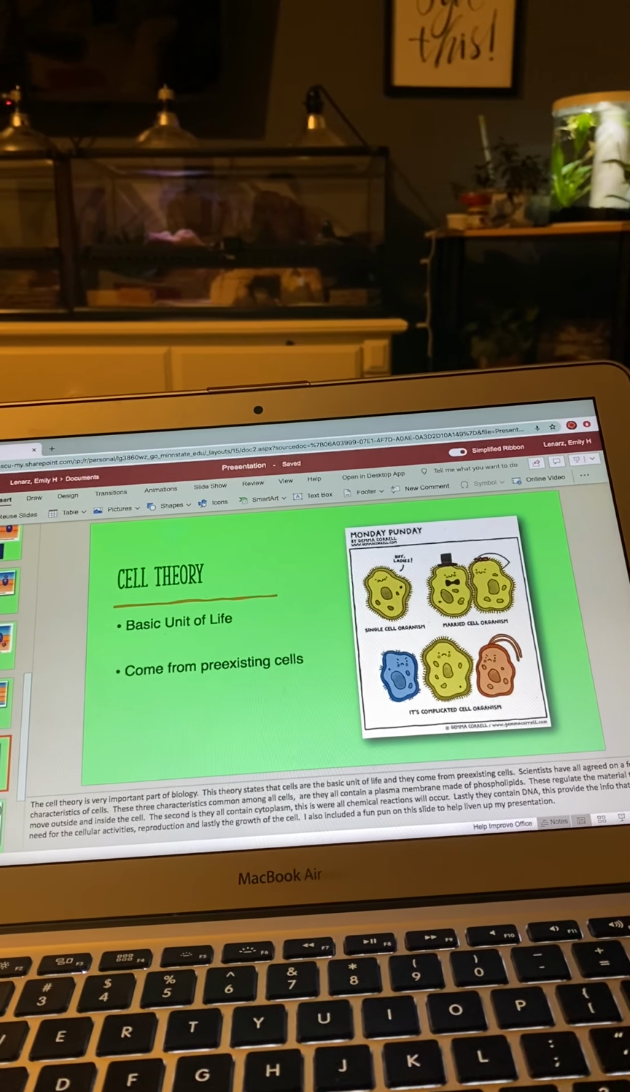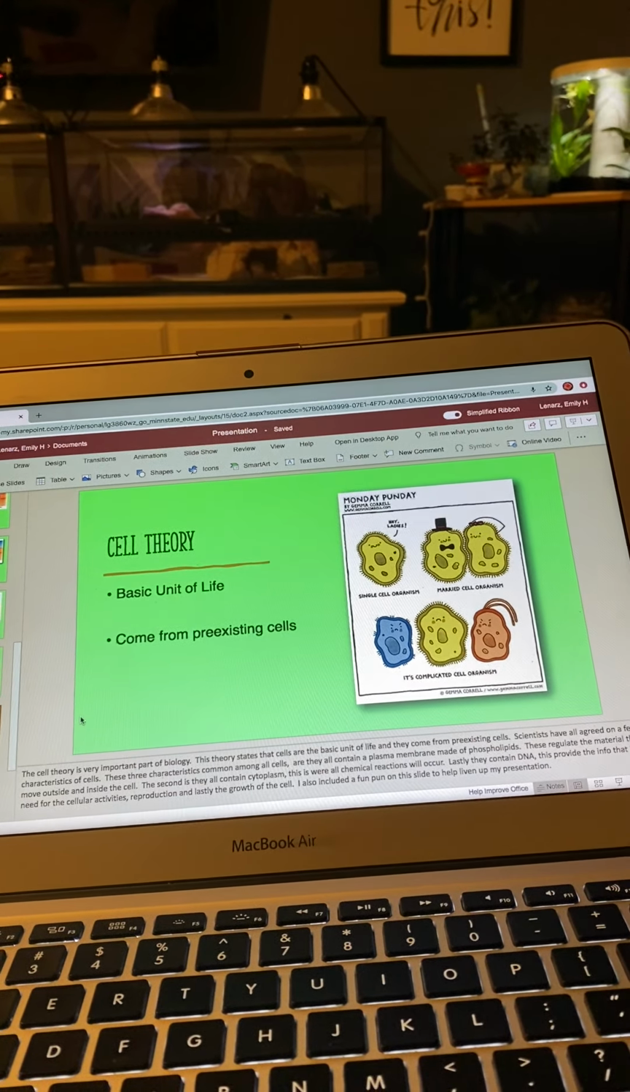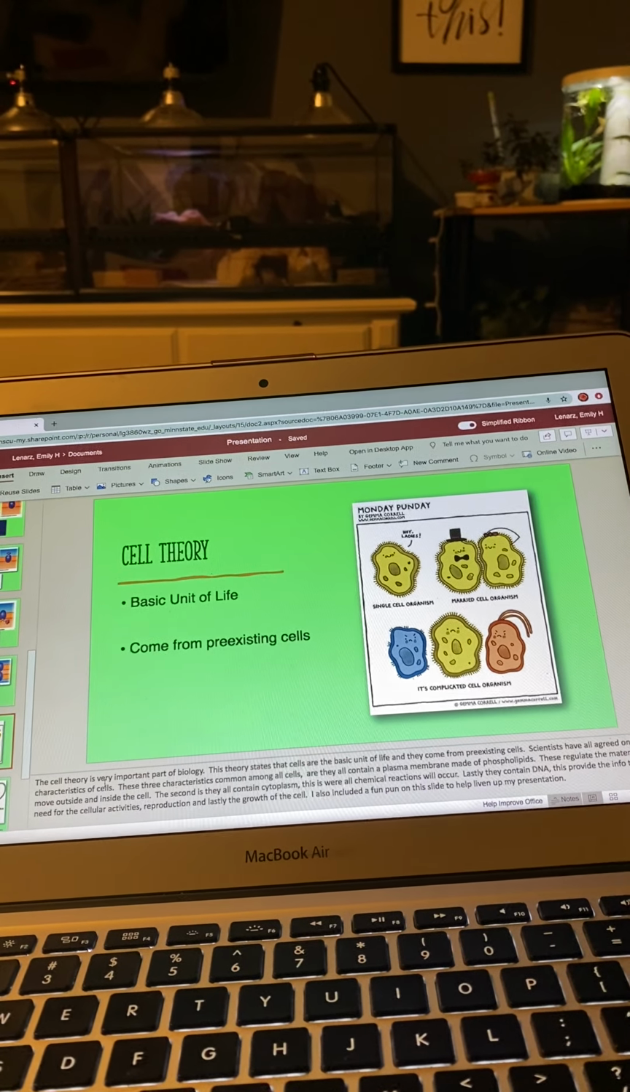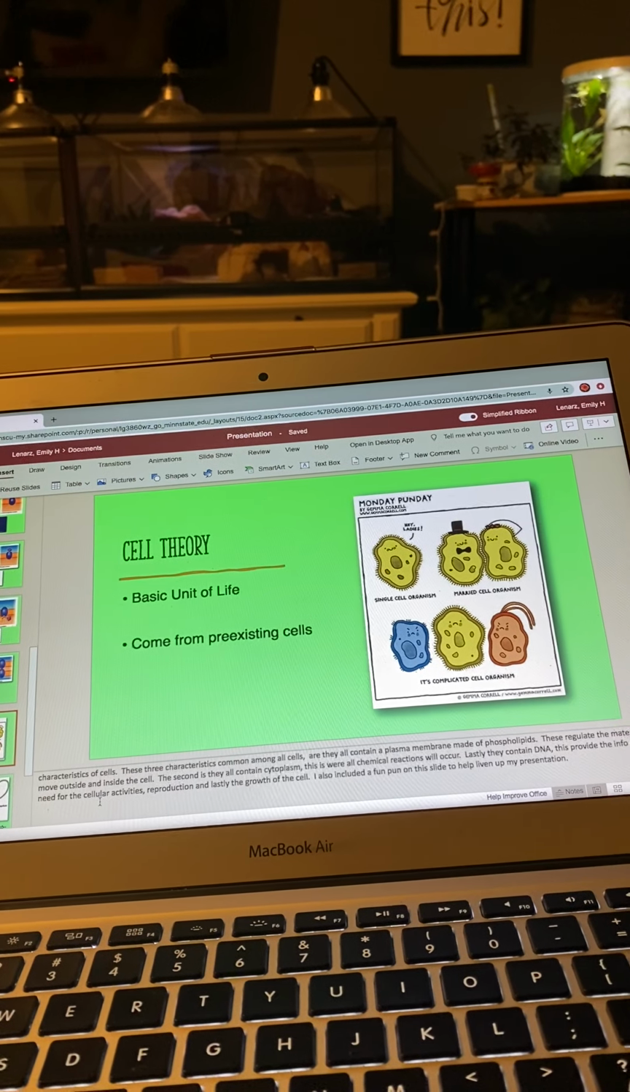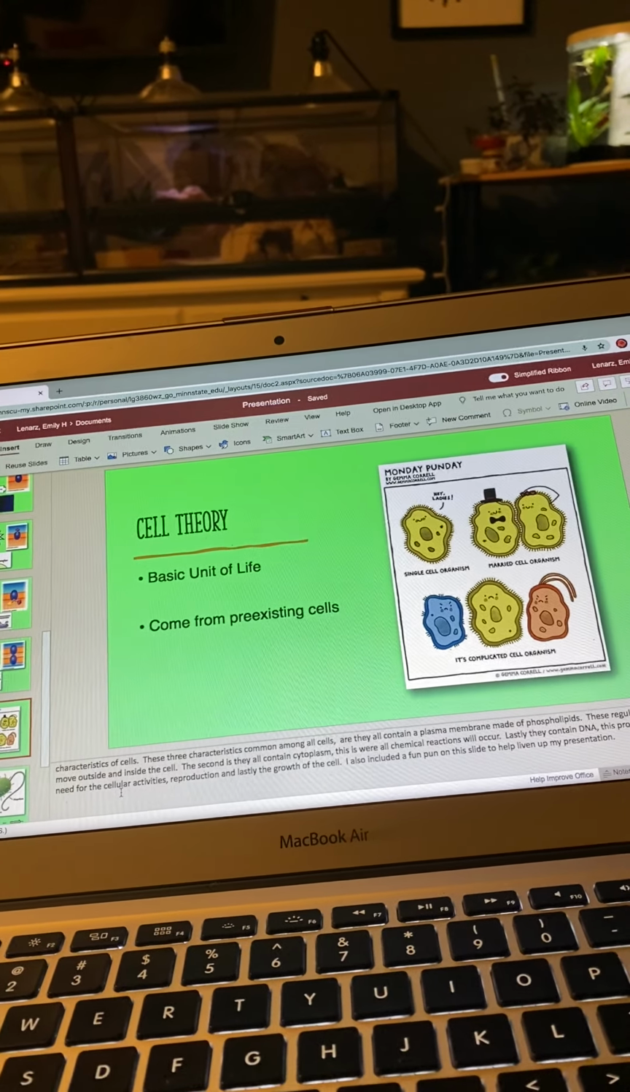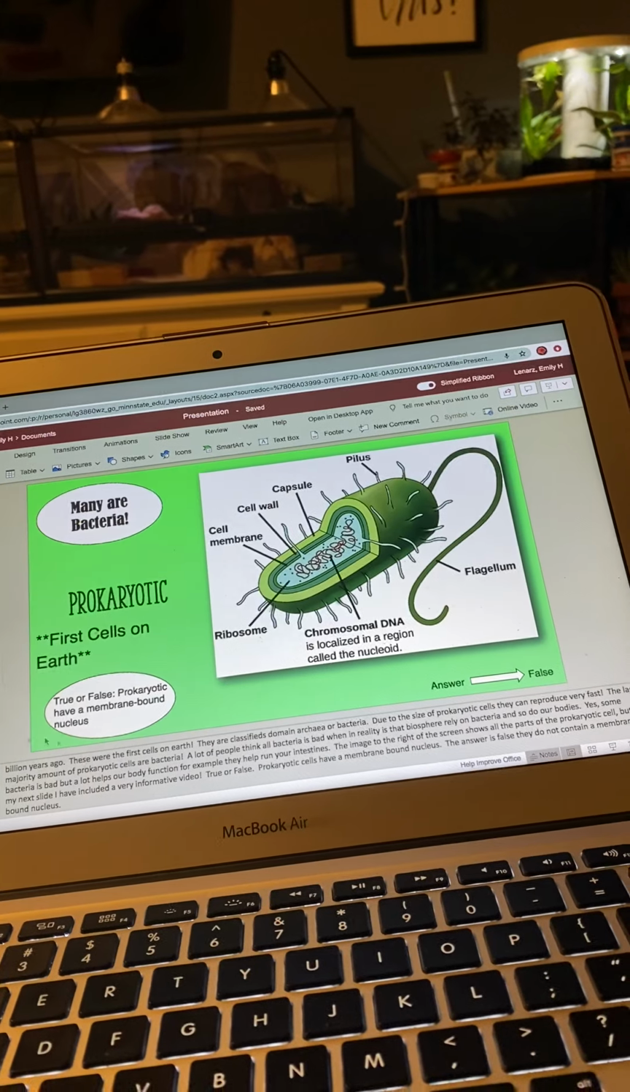The second is they all contain cytoplasm. This is where all chemical reactions will occur. Lastly, they contain DNA. This provides the information that is needed for cellular activities, reproduction, and lastly, the growth of a cell. I also included a fun pun on the slide to help liven up the presentation.